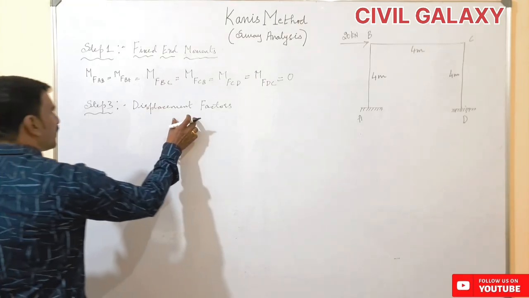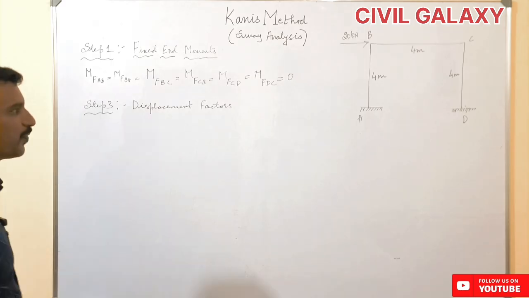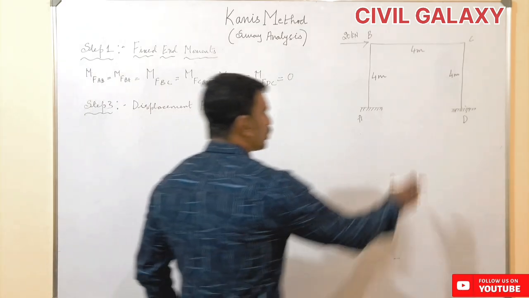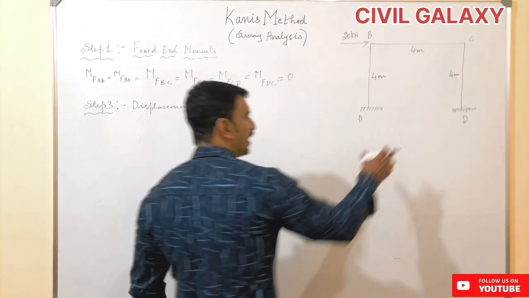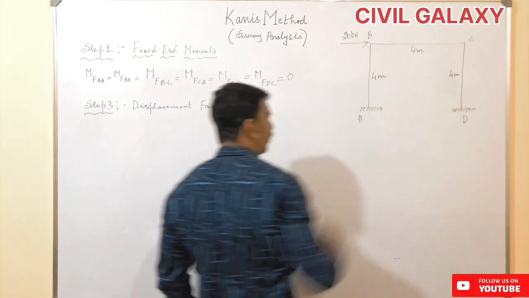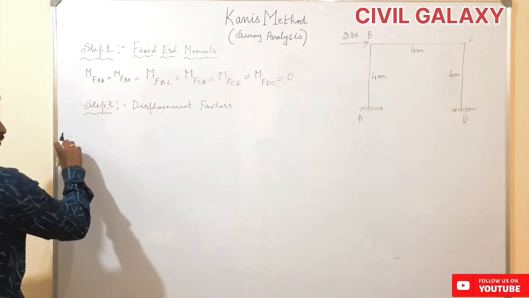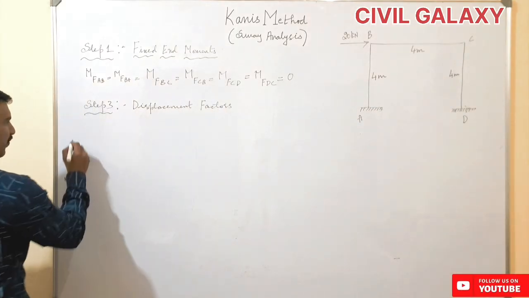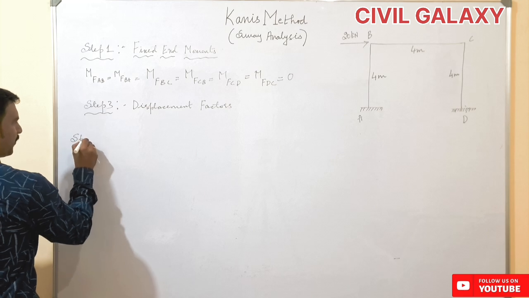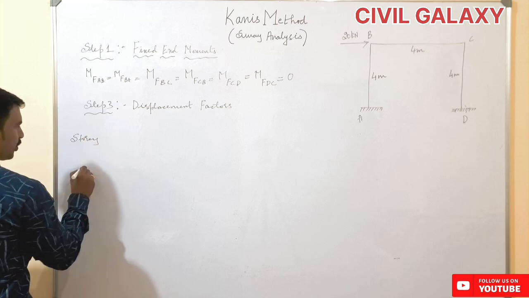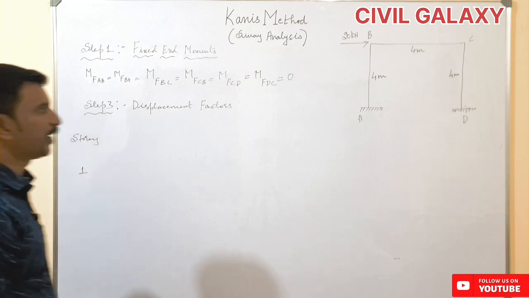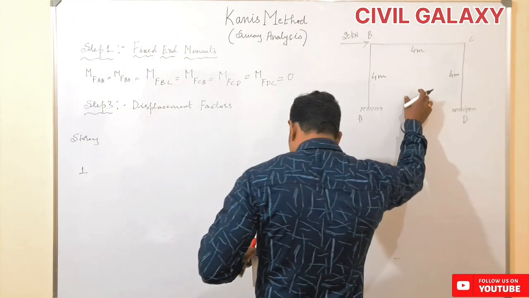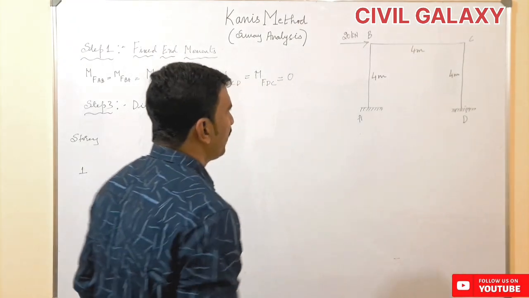So to find out the displacement factors, we have to see how many stories we are having over here. This is a single bay and a single story. So in the first, we have to use one more table where I will consider the story. We are having one story over here, and for that particular story, we need to see how many members we are having.